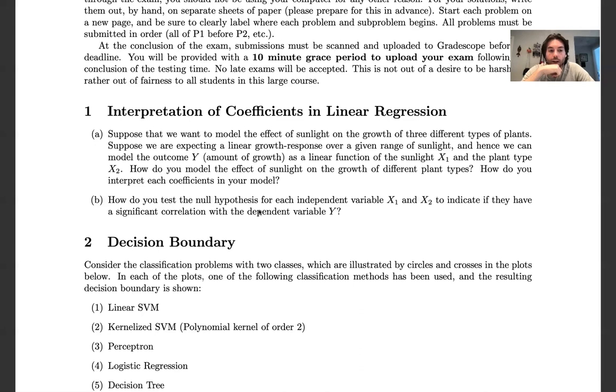So then let's see. Okay, so then there's, just stop me if you have any questions on this. But okay, for part B, how do you test the null hypothesis for each independent variable x1, x2 to indicate if they have a significant correlation for the dependent variable y?